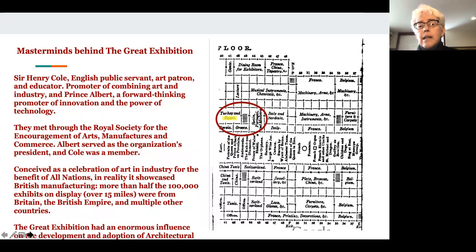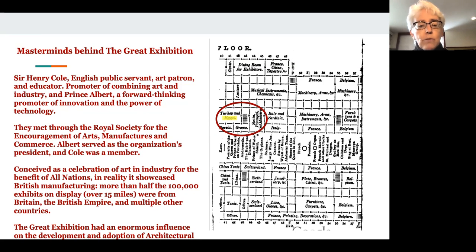So here is a floor plan of just one tiny section of this enormous exhibition, this enormous Crystal Palace. So who are the masterminds behind this exhibition? Two, really. There was Sir Henry Cole, who was an English public servant, an art patron and educator, and he was a promoter of combining art and industry. And Prince Albert, who was famous for being a very forward-thinking promoter of innovation and the power of technology.